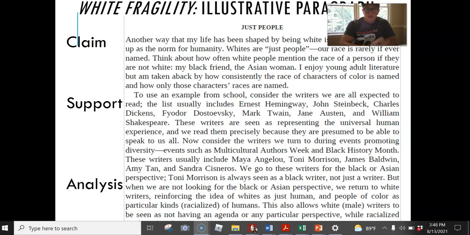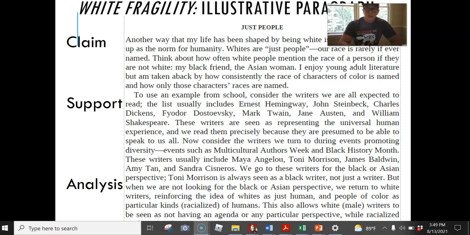But then she goes further. She says, "To use an example from school, consider the writers we're all expected to read." So this support that she's about to go into is not a personal example. This is an example taken from something that she thinks everyone can relate to, public education. "The list usually includes Ernest Hemingway, John Steinbeck, Charles Dickens, Fyodor Dostoevsky, Mark Twain, Jane Austen, and William Shakespeare. These writers are seen as representing the universal human experience, and we read them precisely because they are presumed to be able to speak to us all.